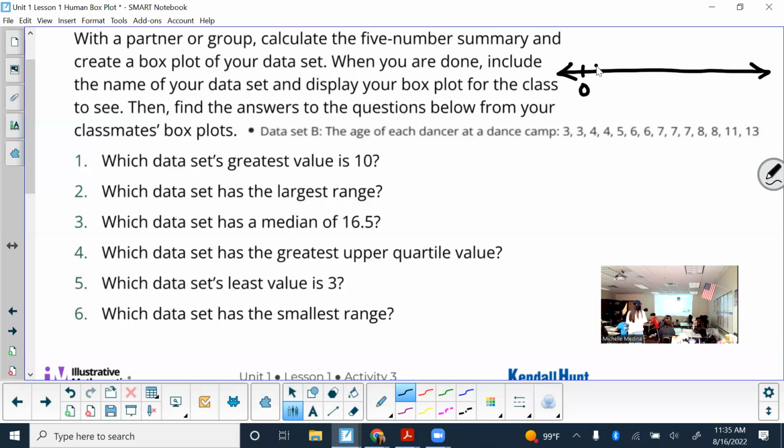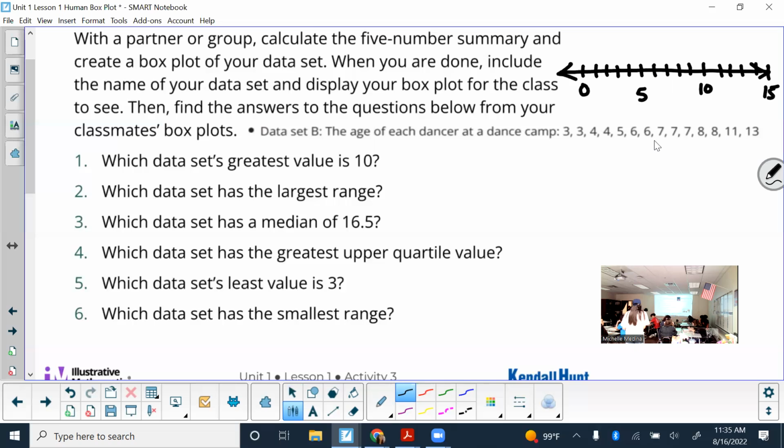And then I could go 1, 2, 3, 4, 5, and then just label every 5th one, but it's still counting by ones. Each tick mark is 1. 6, 7, 8, 9, 10, 11, 12, 13, 14, and that's really all we need. So I'll put 15 over here. All right, so that probably would have been a better number line to use, whoever had data set B.